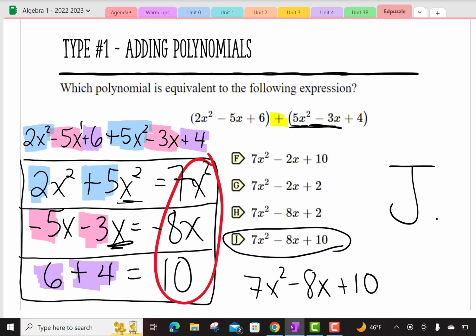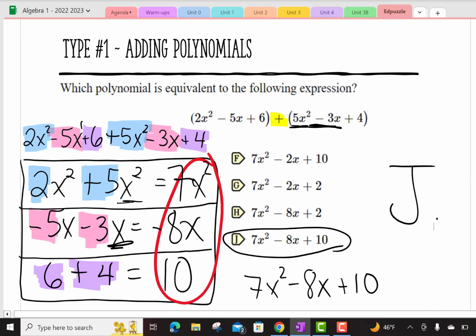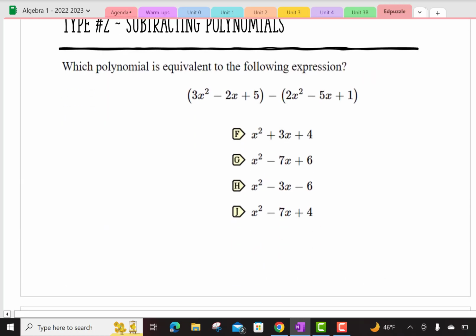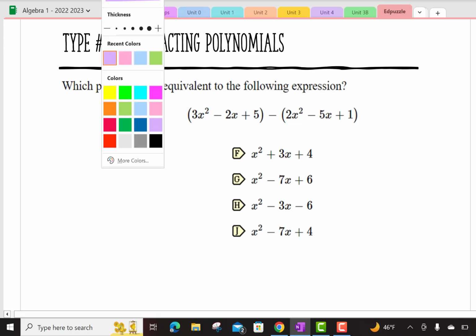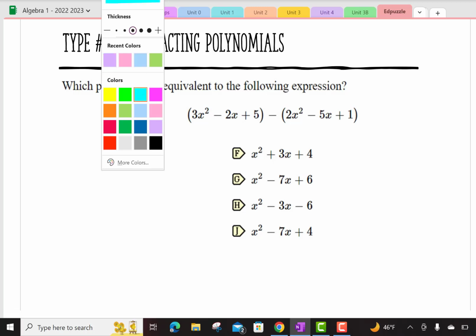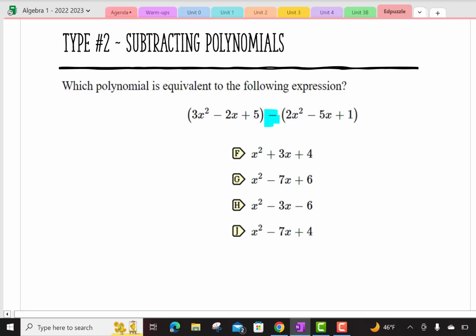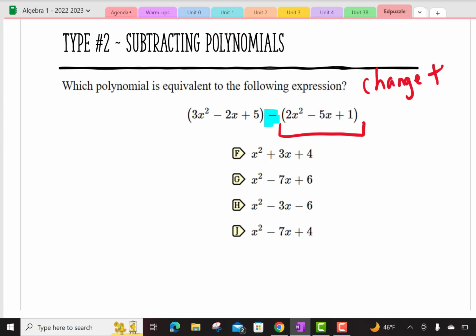All right, now we're going to go to the second type of problem. Okay, the second type of problem is when it is subtraction. So this is a different type of problem. Okay, because there's subtraction. That means that you need to change the sign of the second group. I'll put that. Change the signs. Okay, so la regla es cuando es sustracción, porque hay un signo menos en el medio, ese significa necesitas cambiar los signos del segundo grupo.